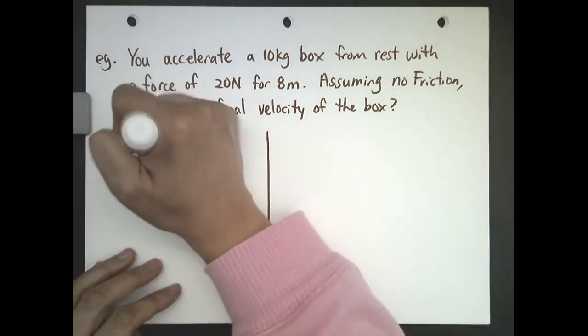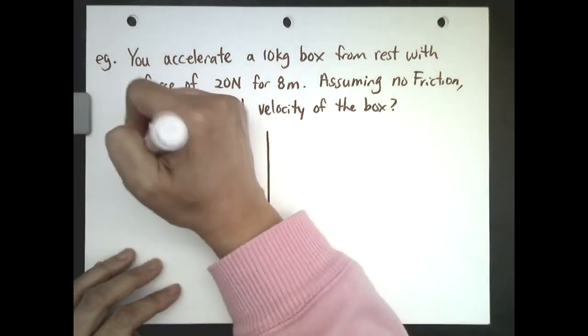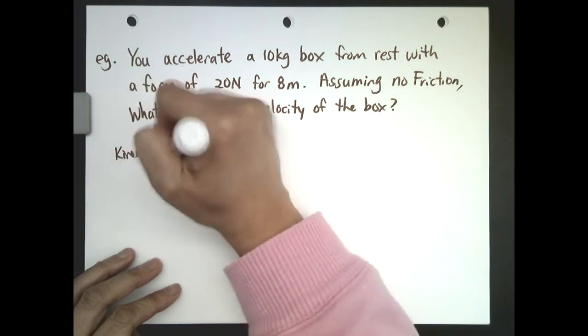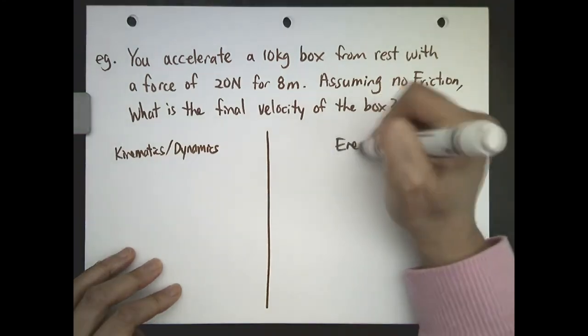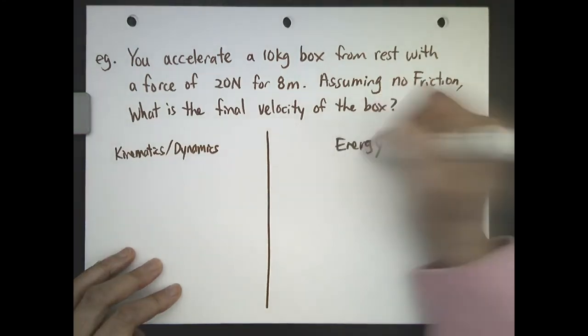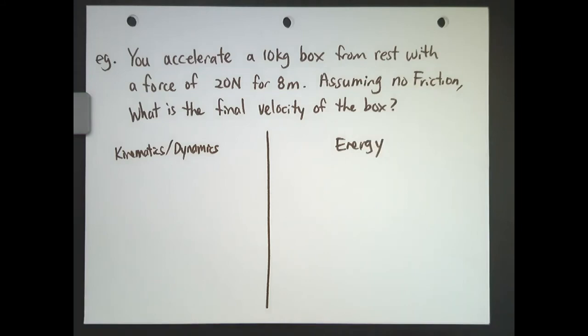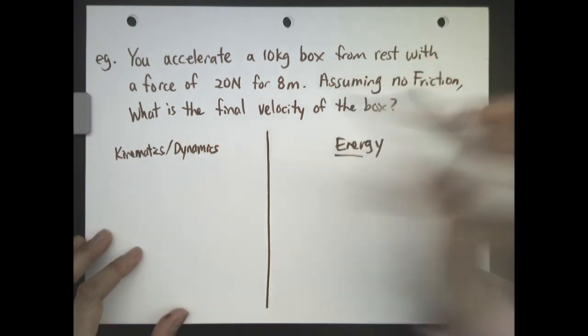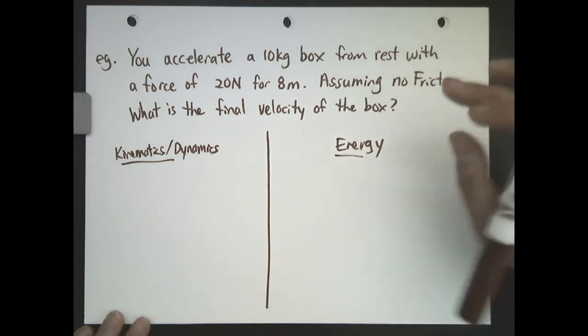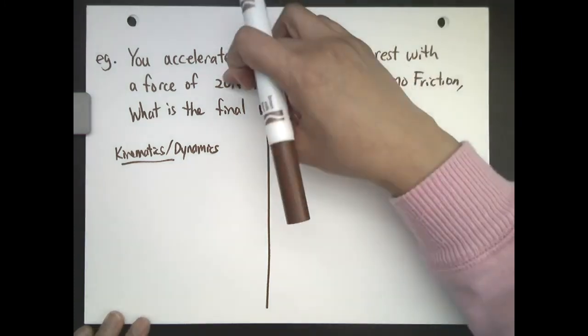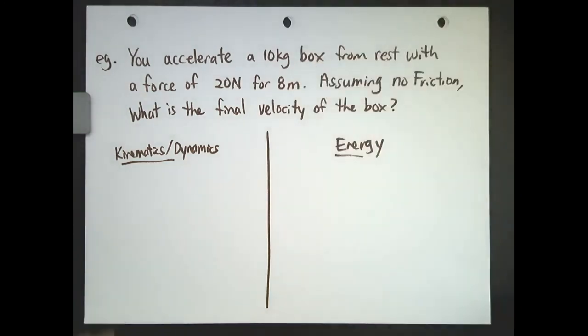So I'll do kinematics, dynamics here, the old-fashioned way, and I'll use the new energy method over here. Okay, let's do the energy method first. Here we go, and then you'll notice how easy it is. You're going to accelerate the box from rest, and you're going to use the force of this for that distance.